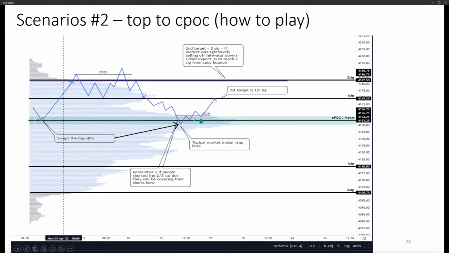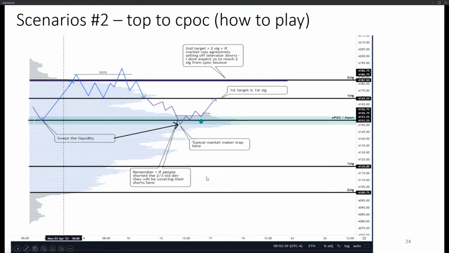They catch you below. They make you think we're going lower. They grab your liquidity here. They grab everything you have as a stop loss to sell because they need it. They need it to go higher. They grab it and then you're stopped out and then the market proceeds.